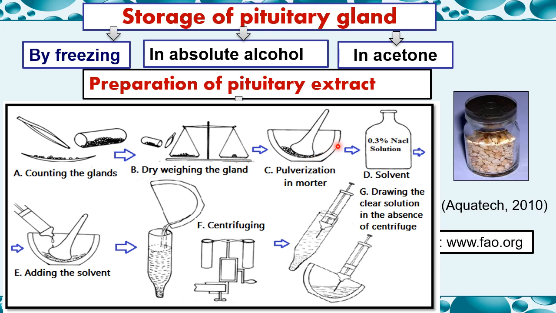After taking the dry weight, using a mortar, it is homogenized with 0.3% sodium chloride solution. In the next step, as per the requirement, the solvent is adjusted. Next step is centrifugation. After that, the liquid part is used as pituitary extract for administration. That means pituitary extract can be prepared either in sodium chloride solution or in distilled water.